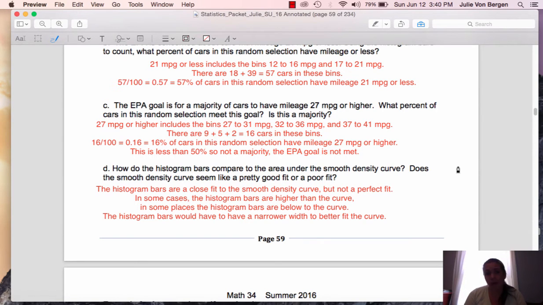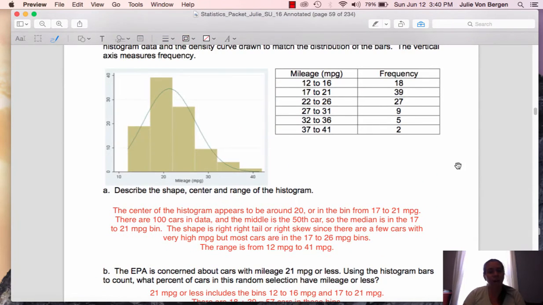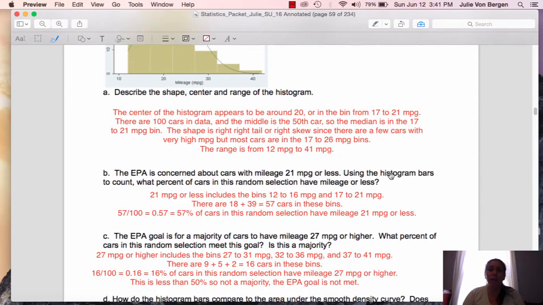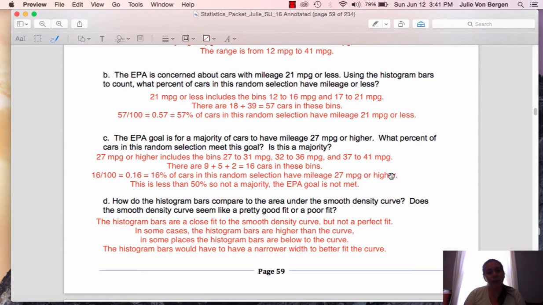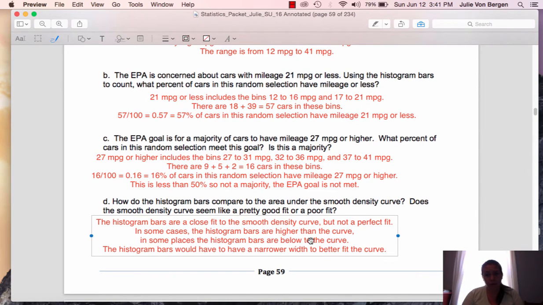Question D asks, how do the histogram bars compare to the area under the smooth density curve? Does the smooth density curve seem like a pretty good fit or poor fit? If we look back up, we see the histogram bars are a close fit to the smooth density curve, but not a perfect fit. In some cases, the histogram bars are higher than the curve. In some places, the histogram bars are below the curve. The histogram bars would have to have a narrower width to be a better fit to the curve. This should just say below the curve, a little typo there.